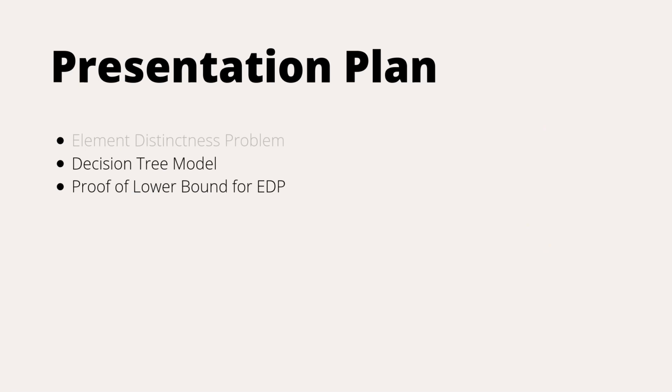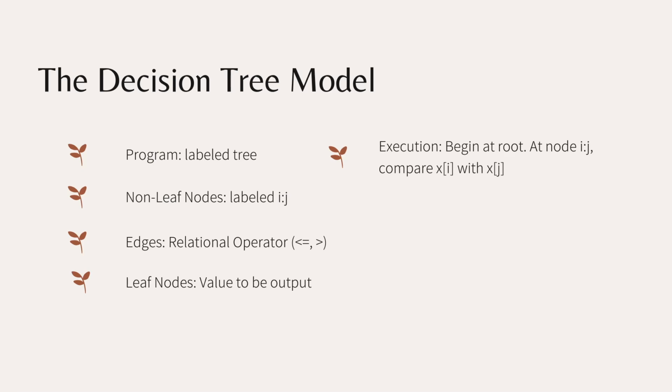So next we will describe the decision tree model of computation. This decision tree model is a way to model computation in such a way that the program, the steps that we need to execute in order to find a solution, is a labeled tree. In this tree, a node that is not a leaf has a label. This label will compare two indices in the array. We'll pick index i and index j, for example.